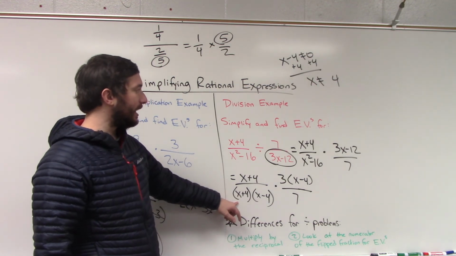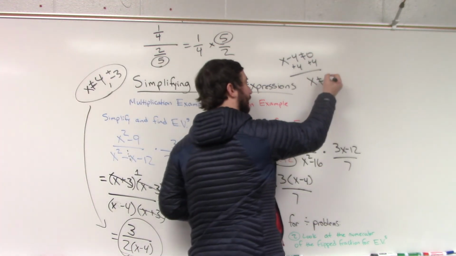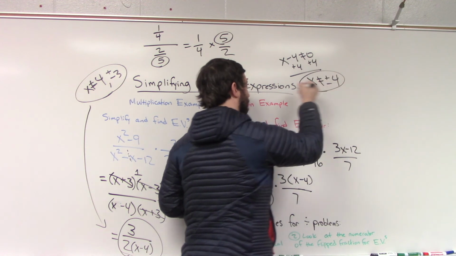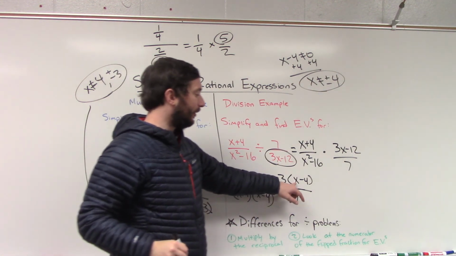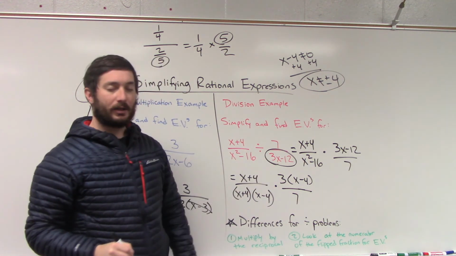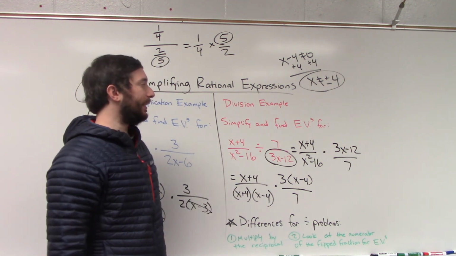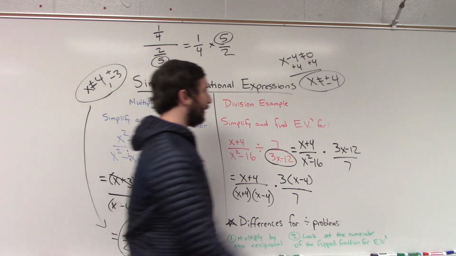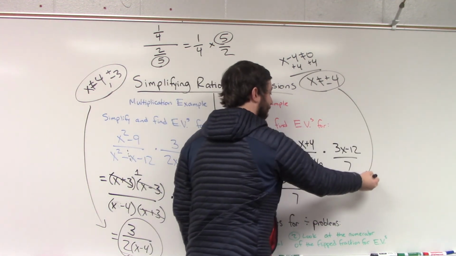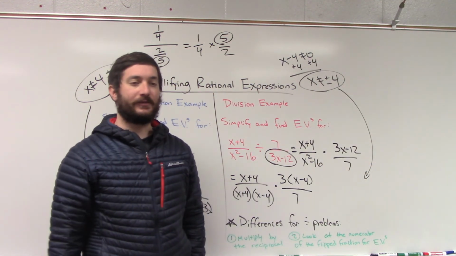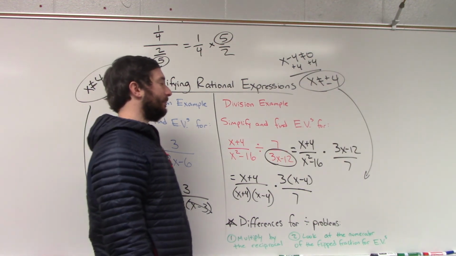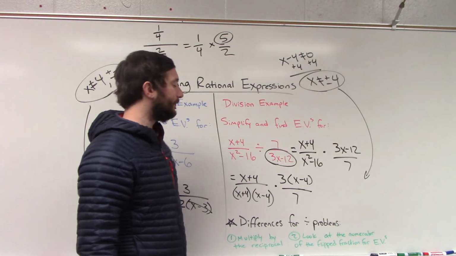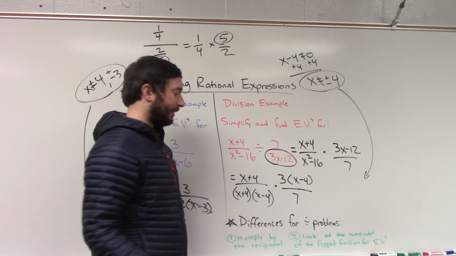X, finally, cannot be negative 4, right? Because negative 4 plus 4 would be 0, 4 minus 4 would be 0. Okay? These are your two excluded values for the problem. These will be part of your answer. X cannot be 4 or negative 4. Only now can we cancel anything out because these are our excluded values. Now we can cancel some things, right?